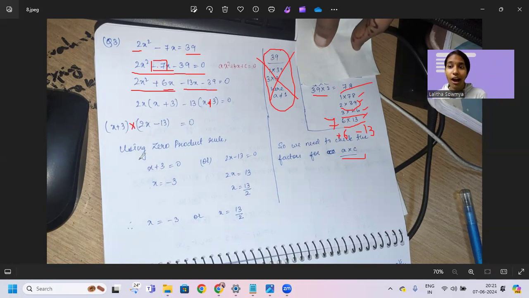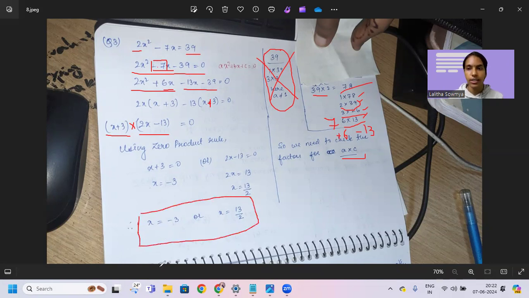So using our new rule, that is the zero product rule, what does it say? It says that whenever the product of two expressions is equal to 0, then at least one of the expressions is equal to 0. So according to that, we'll make this expression equal to 0 or this expression equal to 0. We'll solve both of them and we'll get the values. Therefore, the x values are equal to minus 3 or x is equal to 13 by 2.